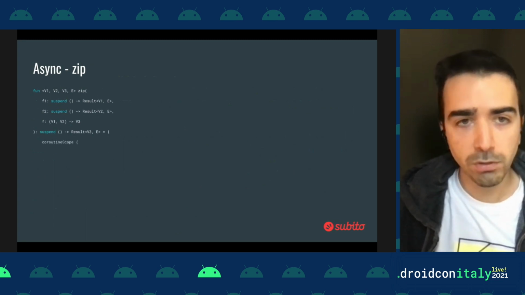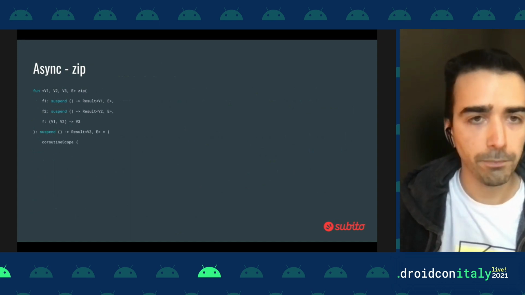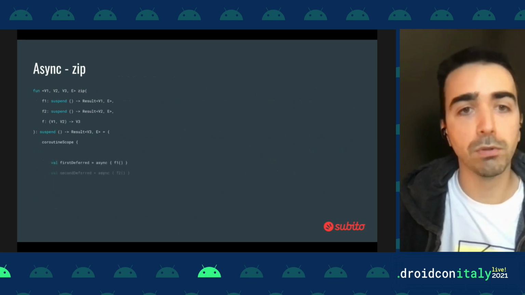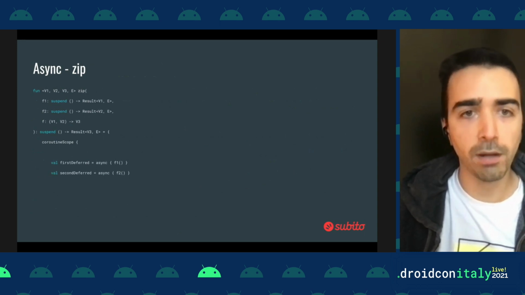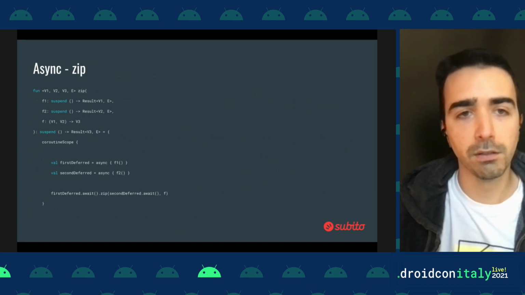So we are returning a function that, once executed, retrieves a coroutine scope, and we need that coroutine scope because we need the async coroutine builder to actually run both computations in parallel. Then we can await both of them and zip the result. Let's see a concrete example.